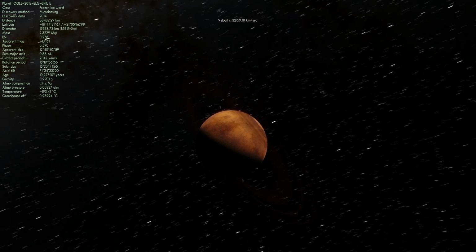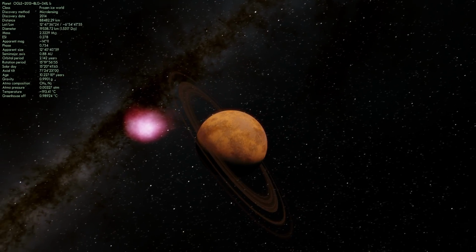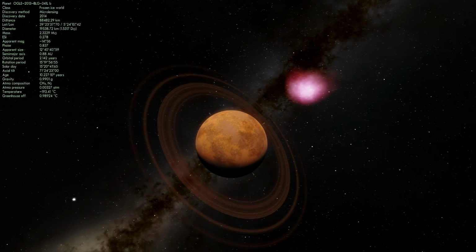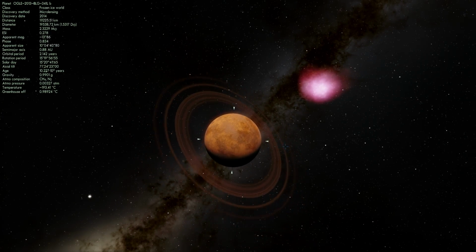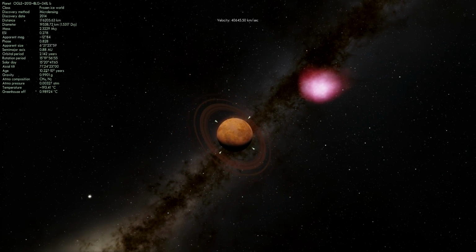And OGLE 2013 BLG-341LB is sort of a good example that out there in our galaxy, there's quite a lot of very unusual terrestrial planets. This is probably not a system we'll be visiting anytime soon because it's actually 3,000 light years away from us, very, very far away. So instead, we're going to go to the next one, known as Gliese 667C.